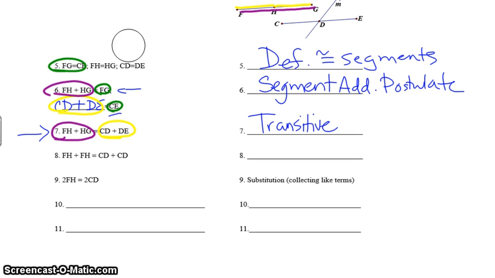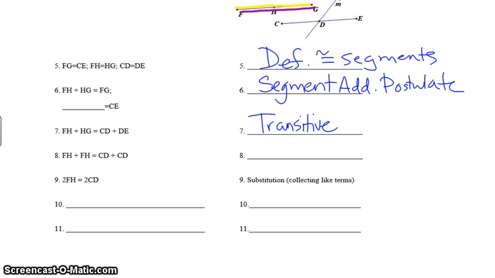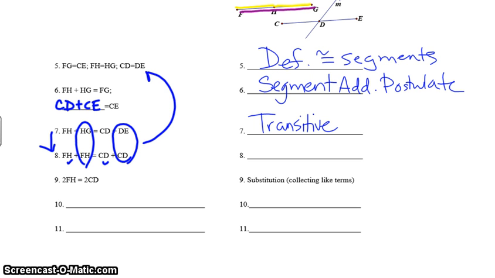Now in step 8, I'm going to erase all this except for this stuff. In step 8, look at from step 7 to 8 what changed. These are the same. These are the same. Just these two pieces changed. Well, if you go look up here, DE and CD are the same. HG and FG are congruent. So all they did was substitute this for this and this for this.